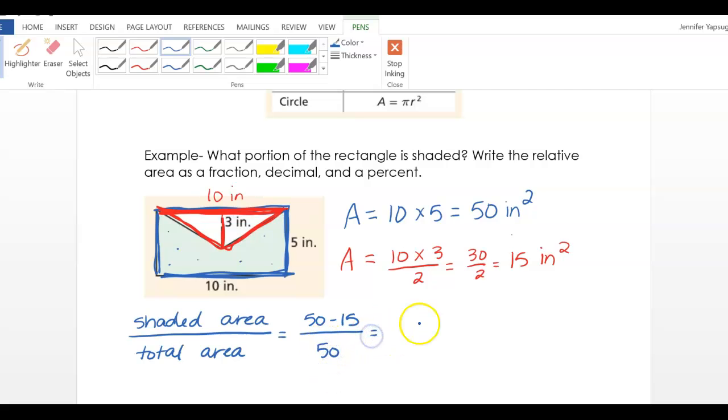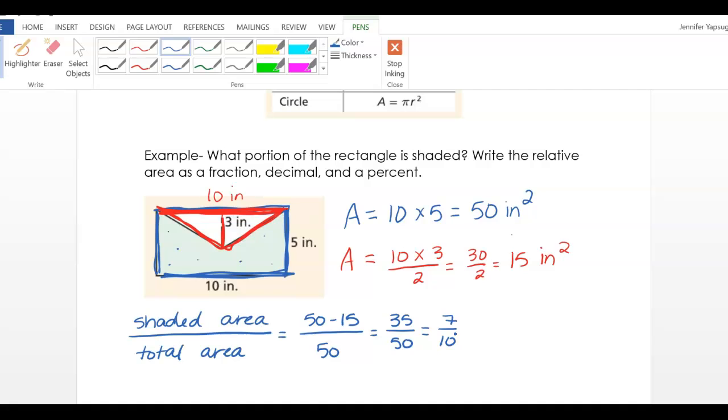Let's go ahead and simplify that. 50 minus 15 gives us 35, and then we bring over the 50. Then we just need to simplify. Since these both end in a 5 or 0, I'm going to divide both my numerator and denominator by 5. So I get an answer of 7 over 10.